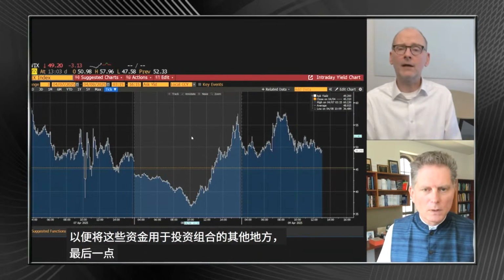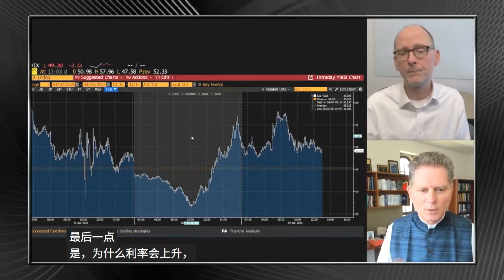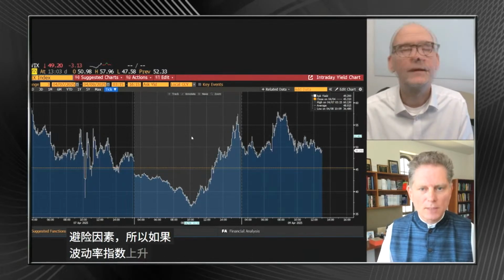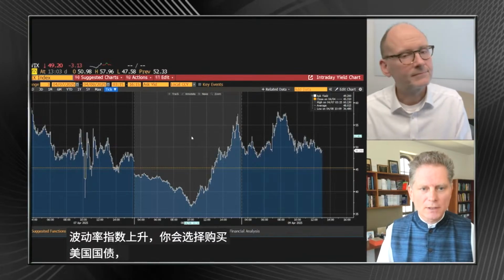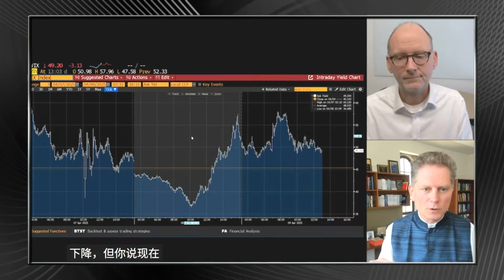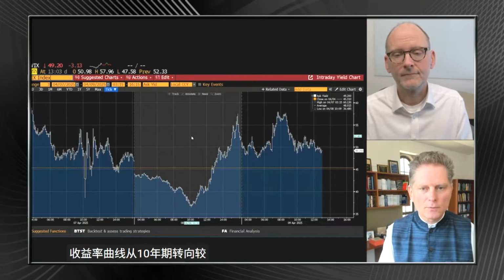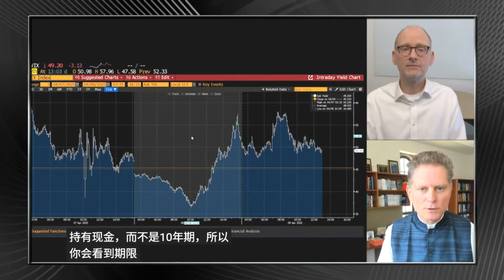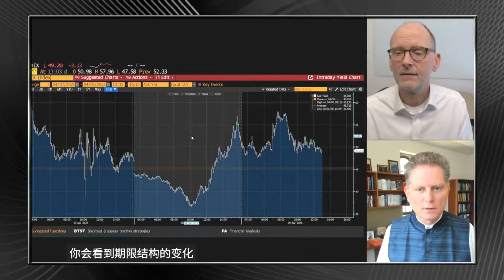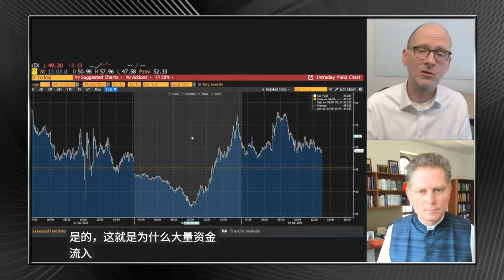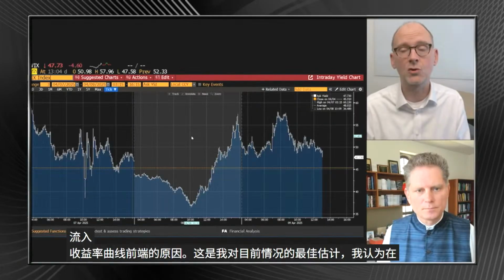And the final point, why is it that rates could be going up? Because normally there would also be a flight to safety element to it. So if the VIX goes up, you would like to go into US Treasuries and actually yields will come down. But you're saying there's now a shift away from the 10-year to the short end of the yield curve, so people want to hold cash rather than a 10-year. Exactly. So you see a shift along the maturity structure. Yes, so that's exactly why a lot of money has moved into the front end of the yield curve. That's my best estimate of what's going on.